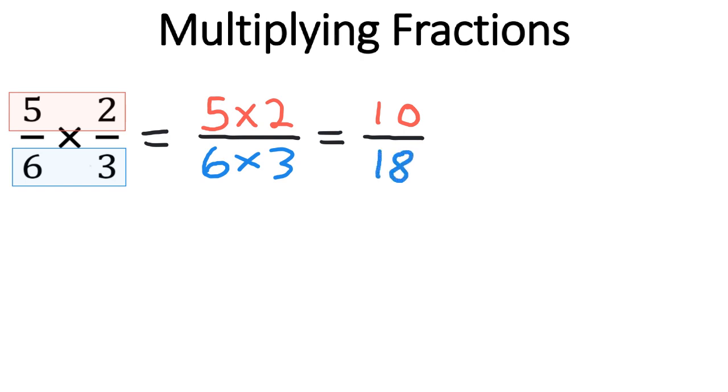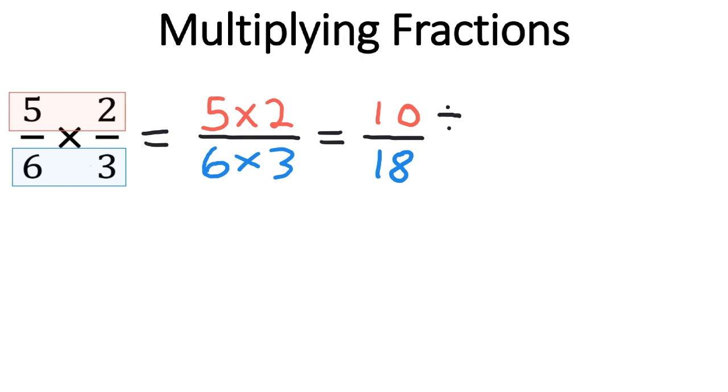Now this fraction is not yet complete. When you are working with fractions, no matter what operation, multiplying, dividing, adding or subtracting, you always have to simplify where possible. So you're going to look for the greatest common factor. What is the largest number that can be divided into both 10 and 18? In this case, it's 2.